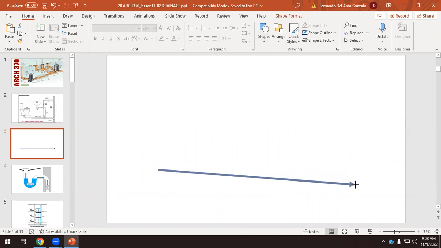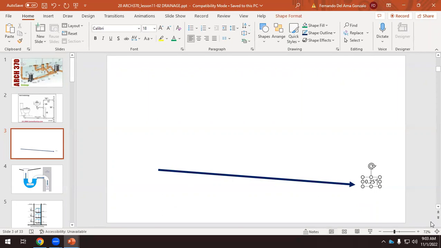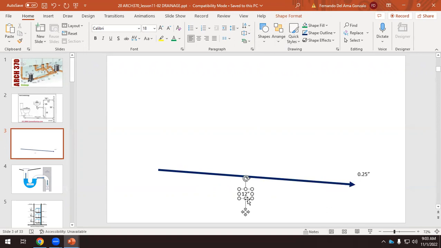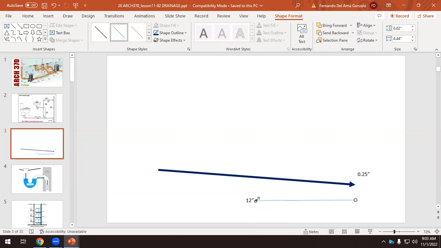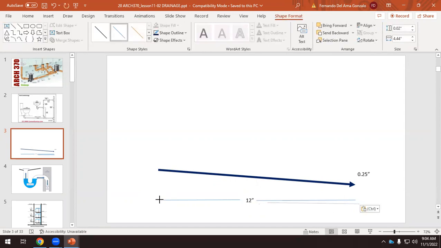so we need a slope, and the slope has to be minimum 1/4, 0.25 inches per foot. A foot is 12 inches. Okay, so that's the minimum slope, and this is the minimum. It can be more. Okay, if this is 12 inches, we have to make sure that the height of this pipe is 0.25 inches.